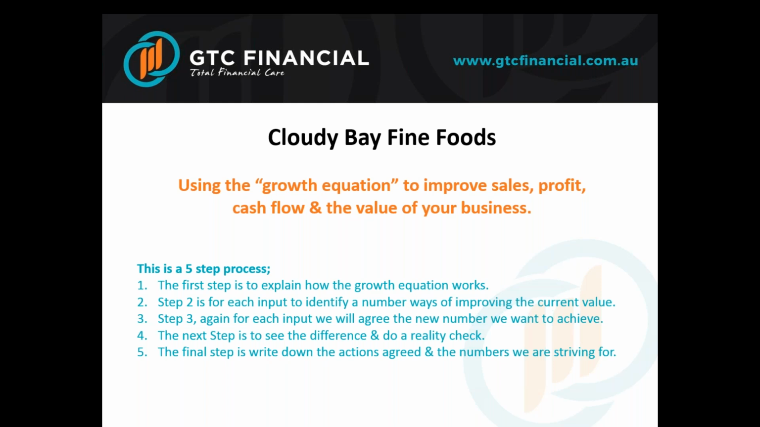Okay. So the next part of the workshop is a very simple planning process using a tool called the growth equation. We're going to look at a fictitious business called Cloudy Bay Fine Foods, owned by a lady called Nigella. It's a 5-step process, and the first step is explaining how this tool, the growth equation, works.